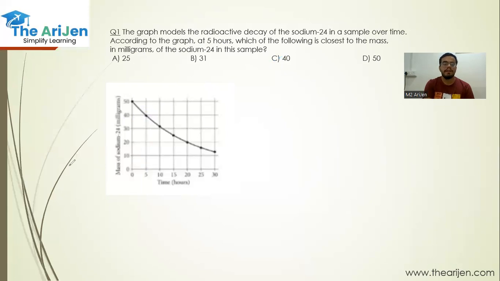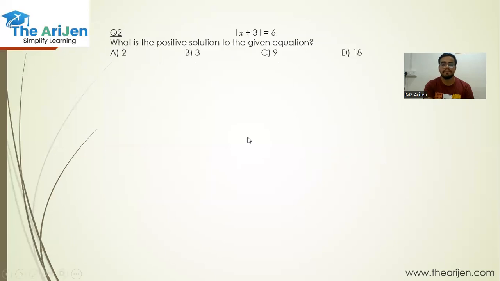Let's move to the next question. It asks for the positive solution of the equation |x + 3| = 6. Whenever we remove the modulus, we have two cases: positive, x + 3 = 6, and negative, -(x + 3) = 6. Let us see which of them gives the positive solution.